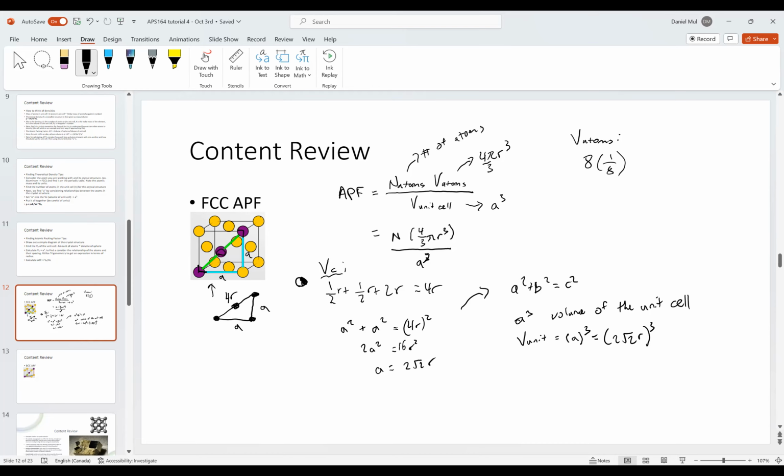How exactly do we know if the atoms are touching diagonally or on the edges? Are you talking about these center atoms, how they're touching the other ones?